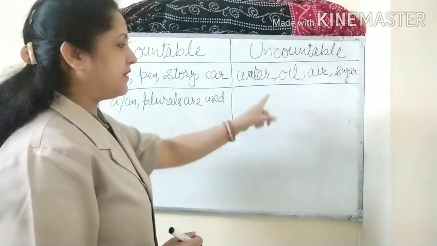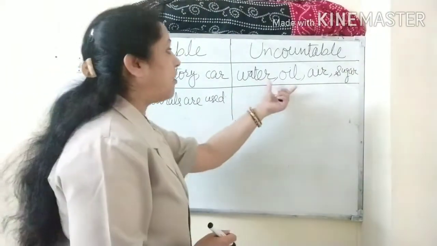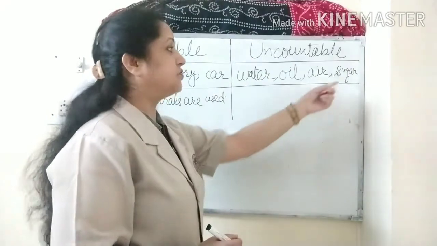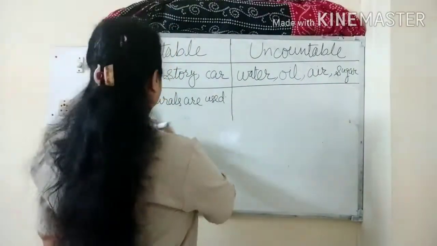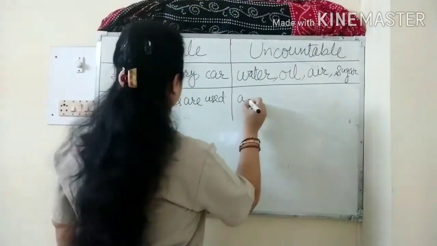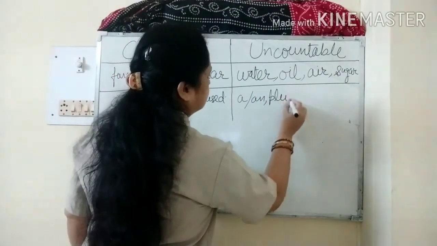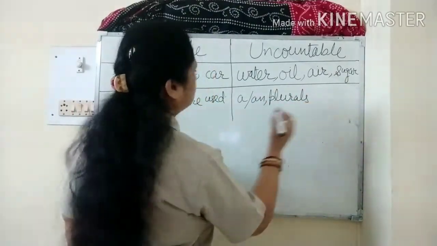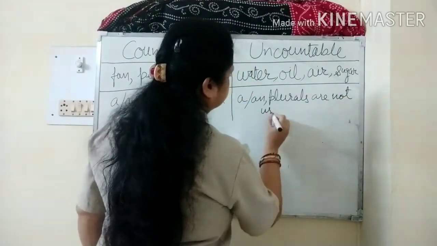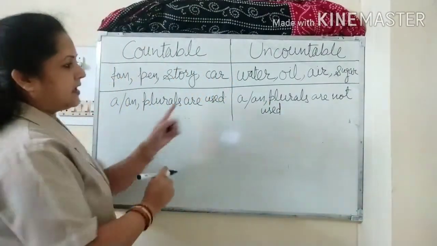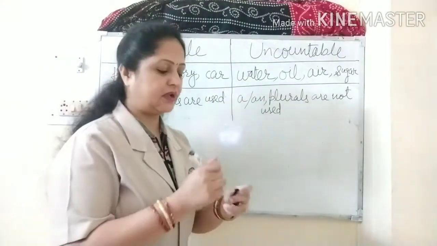Whereas in the case of uncountable nouns we can't say a water, we can't say an oil or an air, or sugars, airs. We can't say this. So we can write here that a and plurals are not used. A and plurals are not used in uncountable nouns.